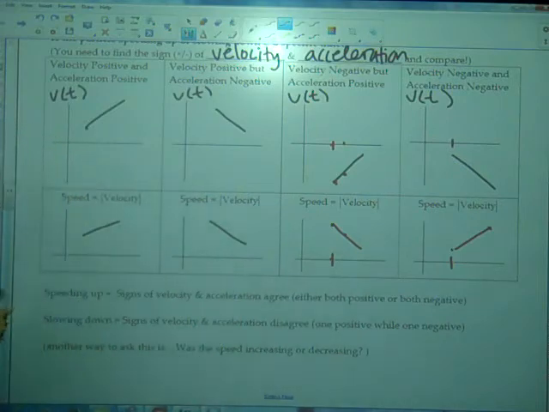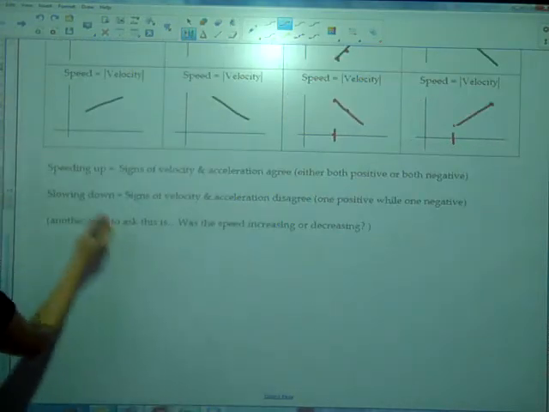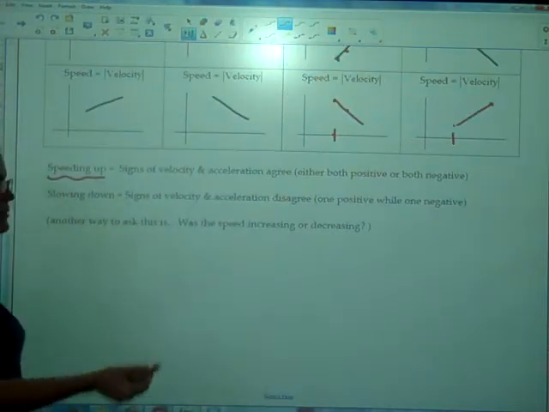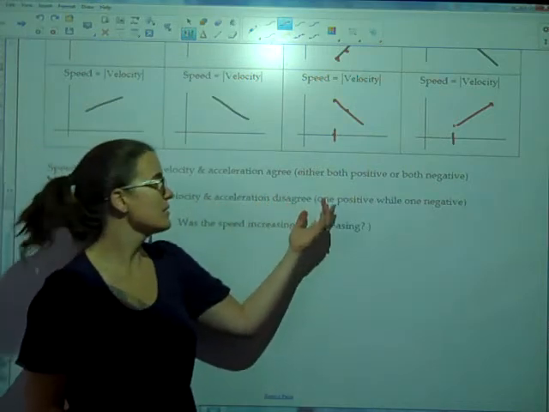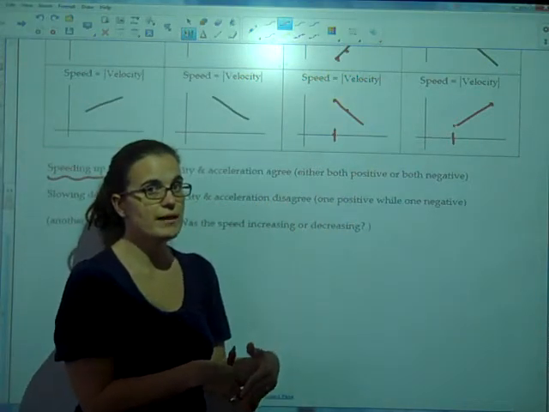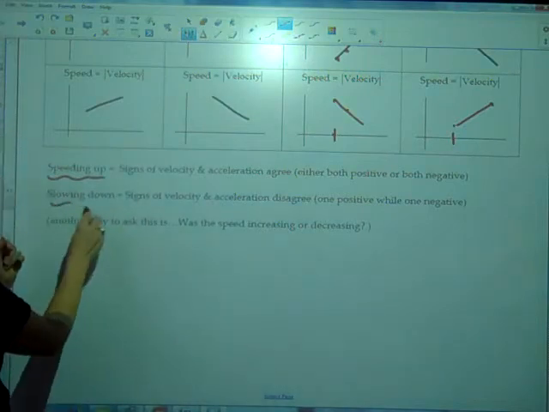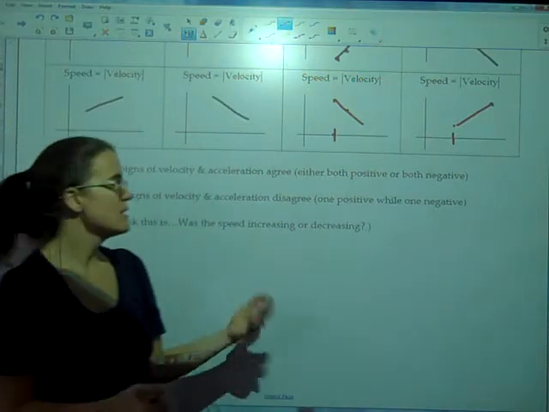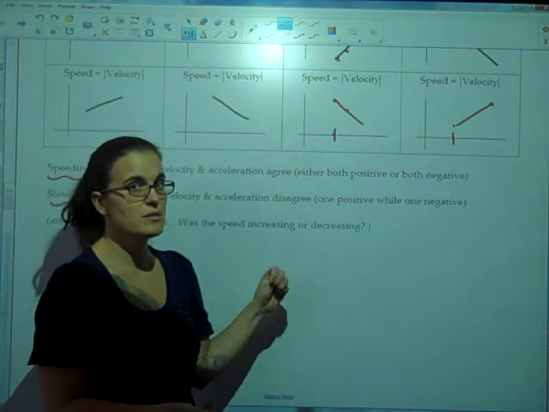If we look at all those patterns, we can summarize it in these two statements. The particle will be speeding up if the signs of the velocity and the acceleration agree, either both positive or both negative. The particle will be slowing down if the signs of the velocity and acceleration disagree. One's positive while the other one's negative.